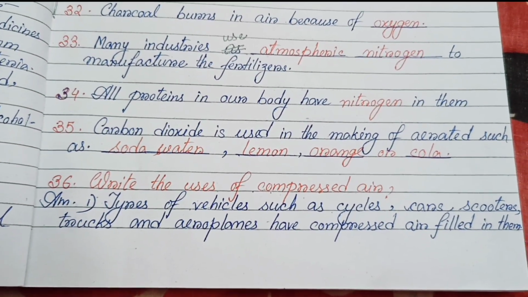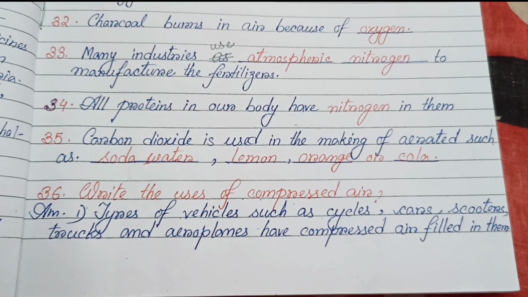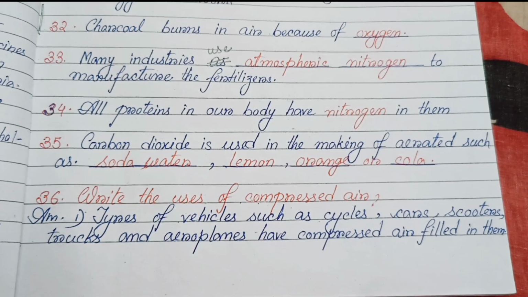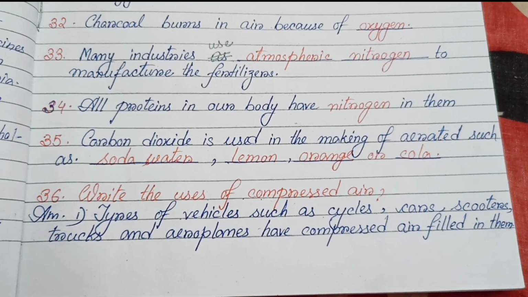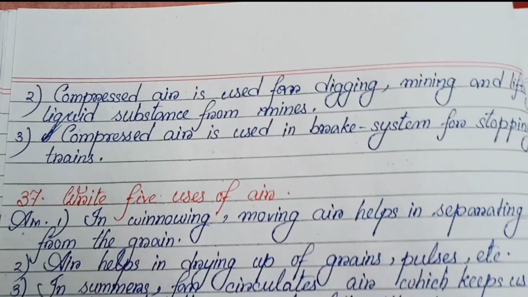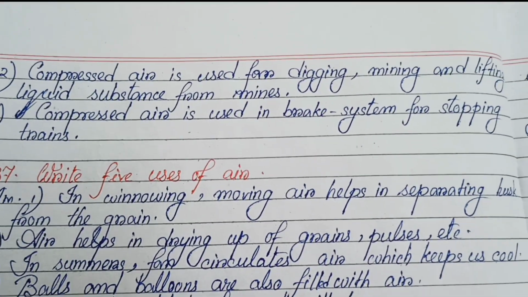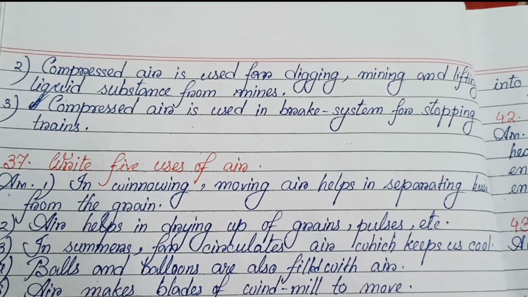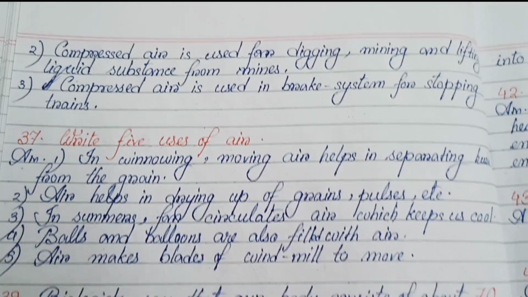Number 36. Write the uses of compressed air. Number 1. Tires of vehicles such as cycles, cars, scooters, trucks and aeroplanes have compressed air filled in them. Number 2. Compressed air is used for digging, mining and lifting liquid substance from mines. Number 3. Compressed air is used in brake system for stopping trains.